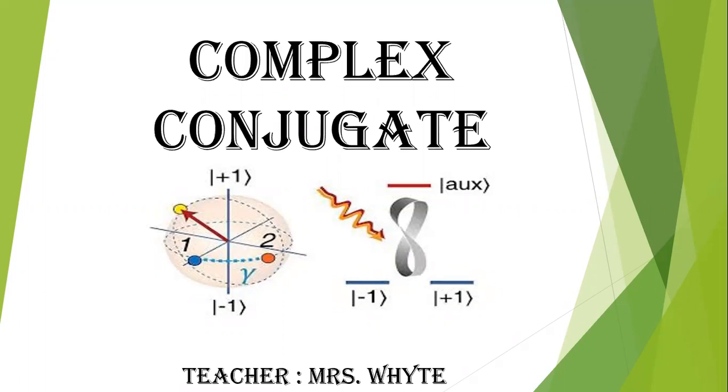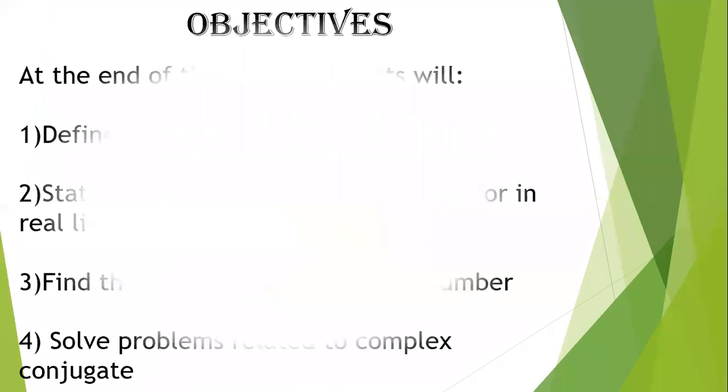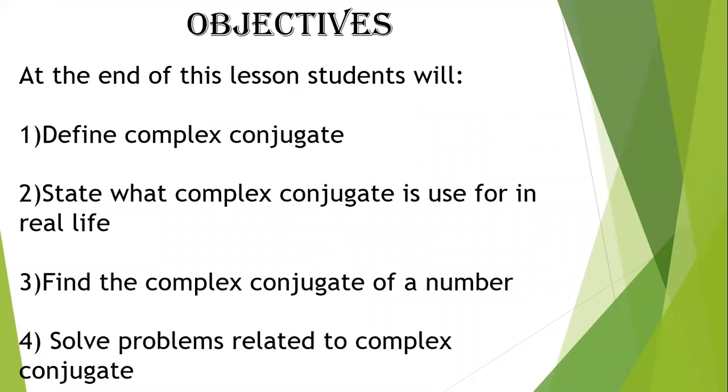Our topic for today is complex conjugates. The objectives of this lesson are: 1. Define complex conjugates. 2. State what a complex conjugate is used for in real life. 3. Find the complex conjugate of a number. 4. Solve problems related to complex conjugates.